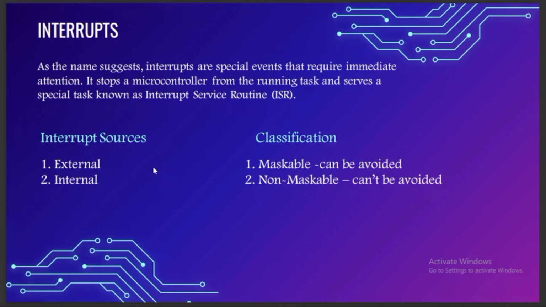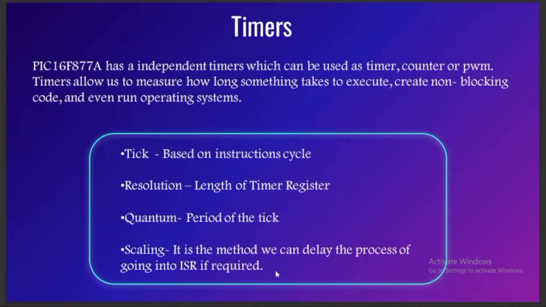Mainly, these interrupts are classified into two types. The first one is maskable. Maskable means this can be avoided, and the second one is non-maskable, meaning this cannot be avoided in any case. Here is the description of the interrupts. Now, get into the next slide. It is a method we can use to delay the process of going into the ISR if required. Here, ISR stands for interrupt service routine. Now, get into the next slide.